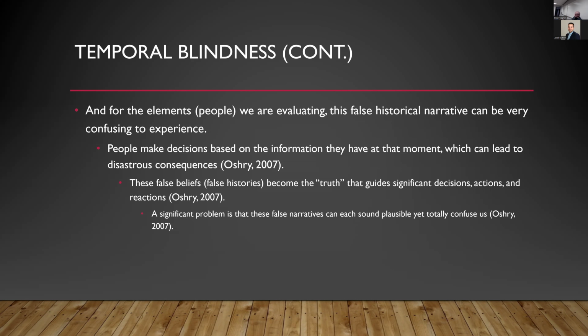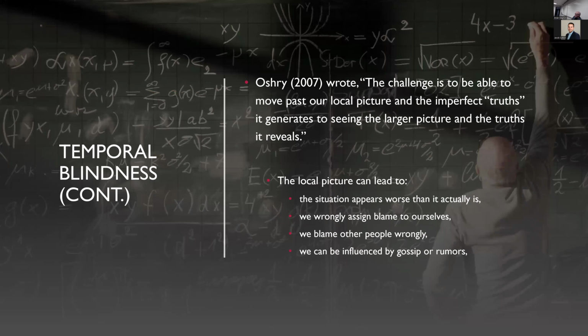The problem with these false histories is they may sound and seem true and valid. But when we really dig into the history of that system, they're actually false. We need the true stories of that system in order to properly function within it. Oshry wrote, the challenge is to be able to move past our local picture and the imperfect truths it generates to seeing the larger picture and the truths it reveals. That's why we want to go back to the true history, the true story of that system.